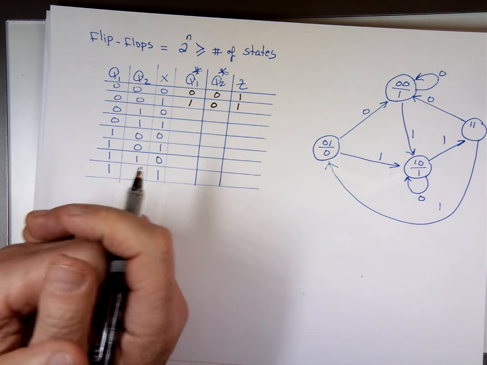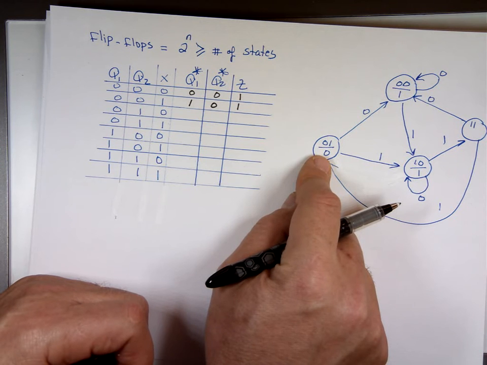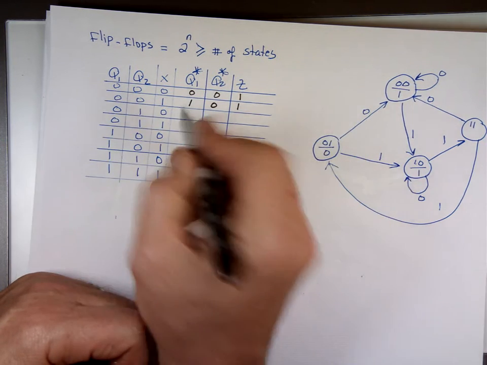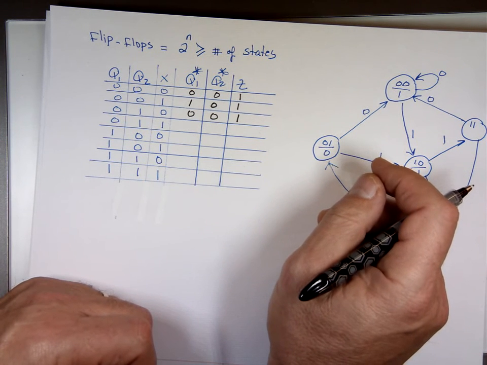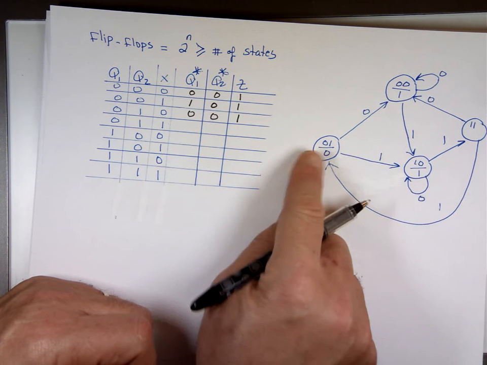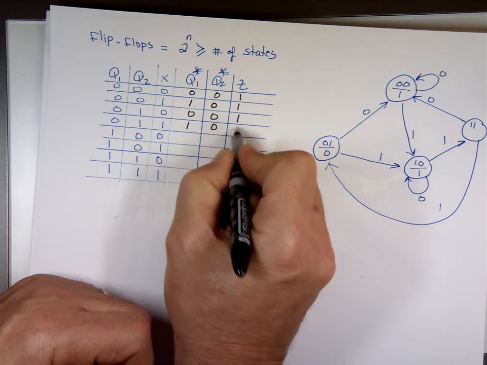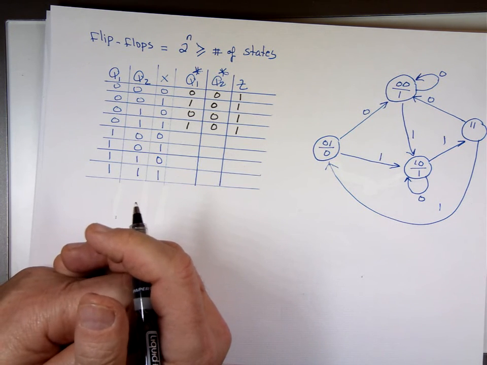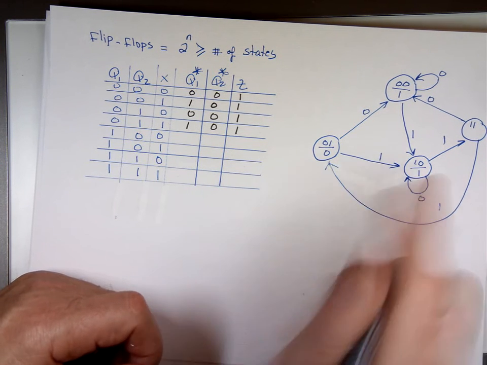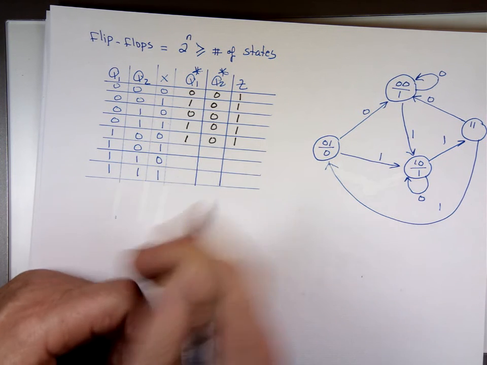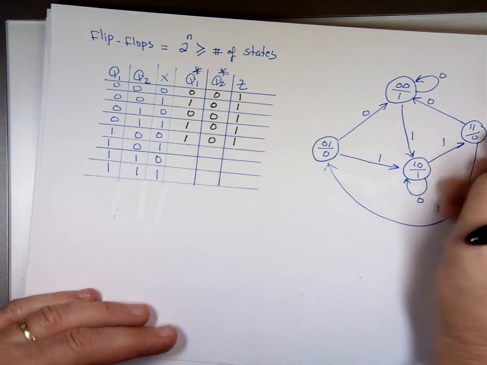Now we're back right here. If you're 0, 1, your input is 0, you go to 0, 0, your output is 1. If you're at 0, 1, your input is 1, you go to 1, 0, your output is 1. If you're 1, 0 right here, your input is 0, you stay there. Oh, I forgot to give you the output for that one. Let's make the output here 0 on that one.